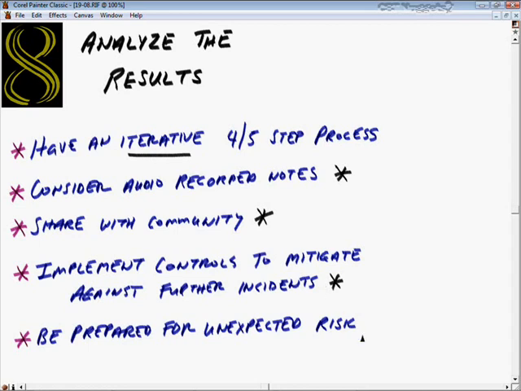And then again, be prepared for unexpected risk. What I mean by this is oftentimes things that you do to fix a problem are going to have unexpected consequences on other users, other systems, other applications, and it's just bound to happen sooner or later. So expect the unexpected.